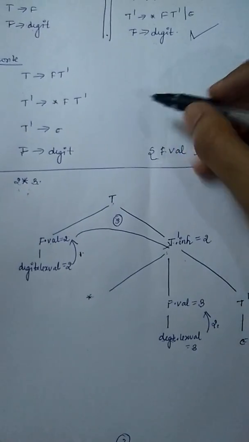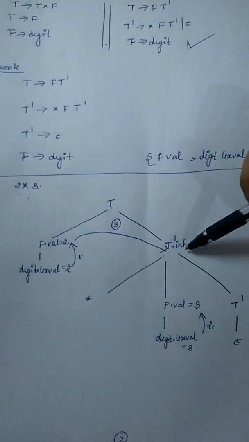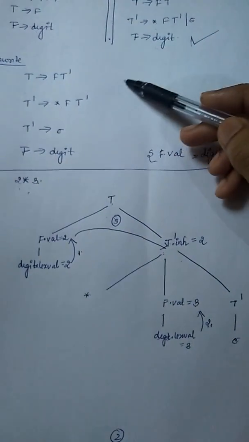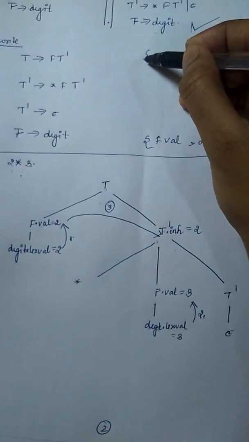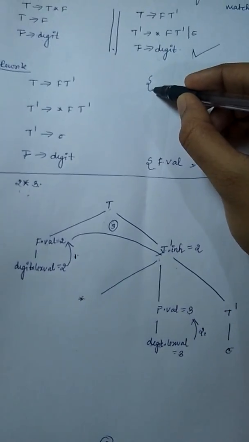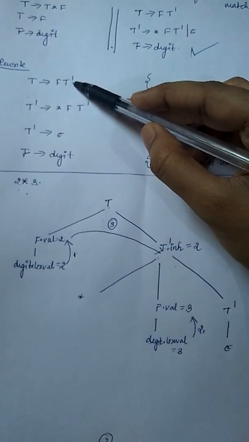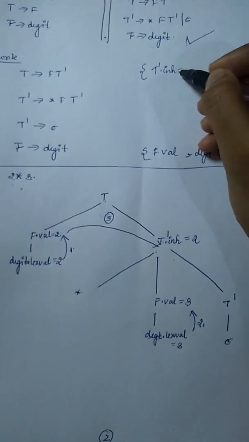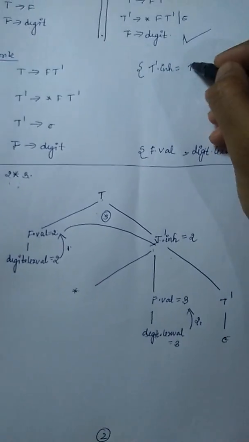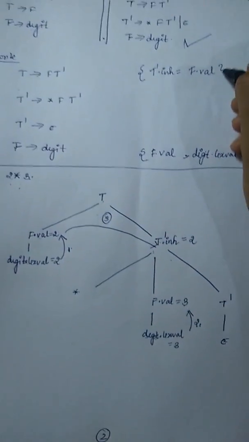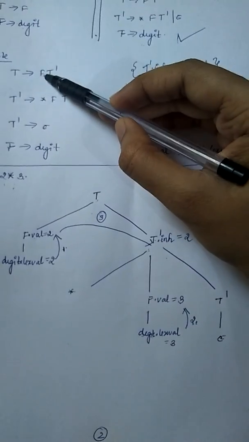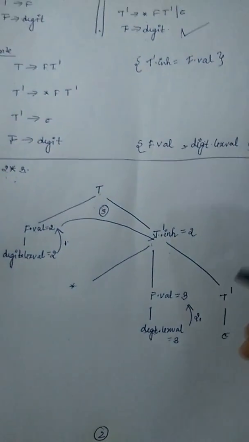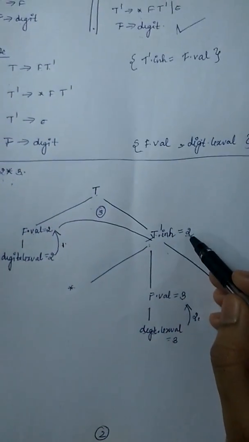So where shall I write over here? T gives F T dash, right? So T gives F T dash. I need to write it over here. So here I'll write that which T has got it? This T, right? T dash. So T dash dot inh is called inh because it has received its value from its sibling. That is, T dash has received it from its left sibling, which is F. Okay, so we have got 2 over here.